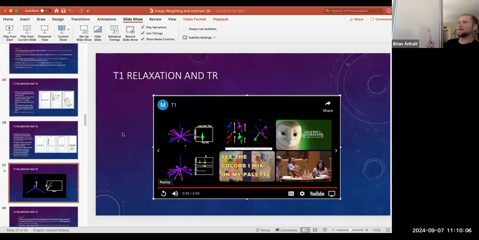Once we excite again, we will now have the tissues that had that short T1 time producing a lot of signal. The other tissues that have a long T1 time will not produce a lot of signal because they are saturated with energy and unable to flip longitudinal magnetization into the transverse plane.